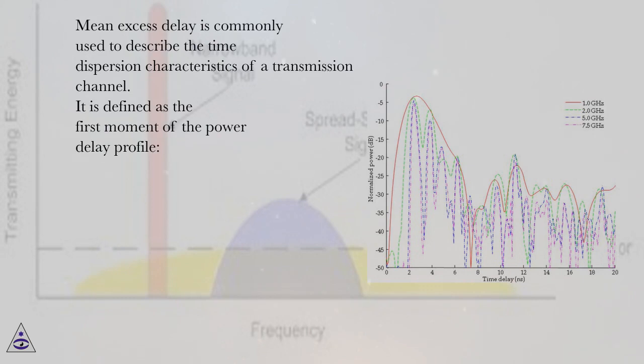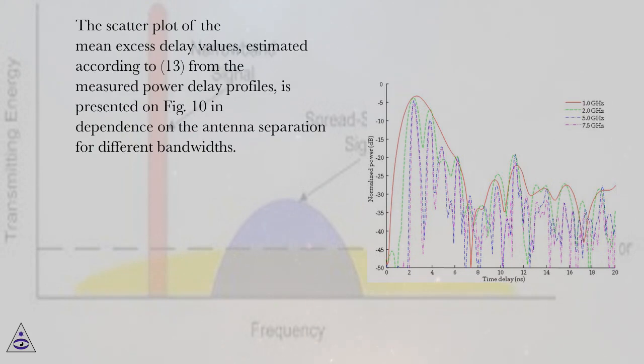Mean excess delay is commonly used to describe the time dispersion characteristics of a transmission channel. It is defined as the first moment of the power delay profile. The scatter plot of the mean excess delay values, estimated according to (13), from the measured power delay profiles, is presented in Figure 10 in dependence on the antenna separation for different bandwidths.